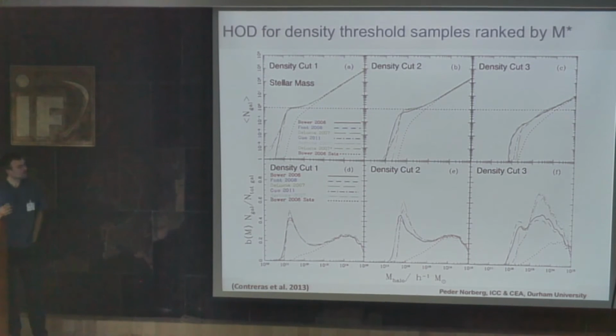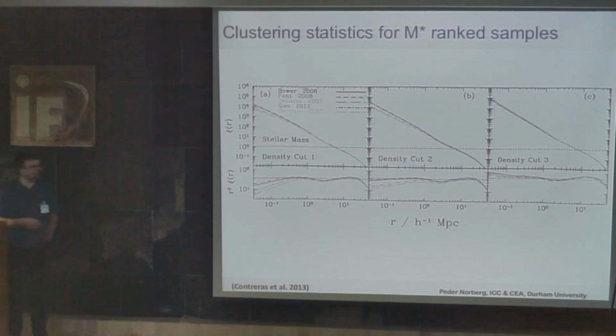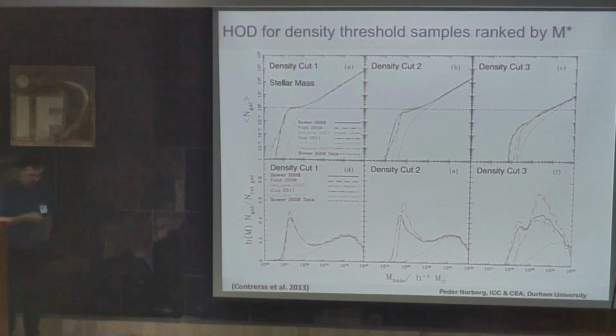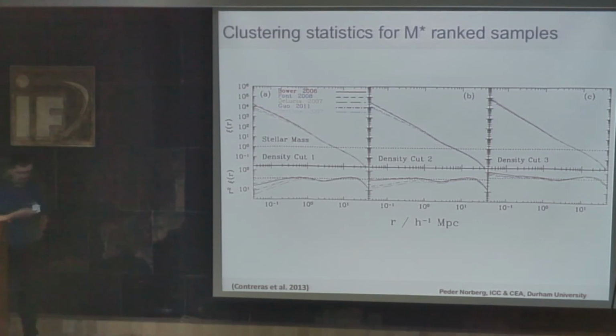And the reason I was talking about this is because clustering is what we actually go from to infer the properties of an HOD model in the real data. This is simulation. I know everything. I don't need to go through the clustering. That's the big difference.